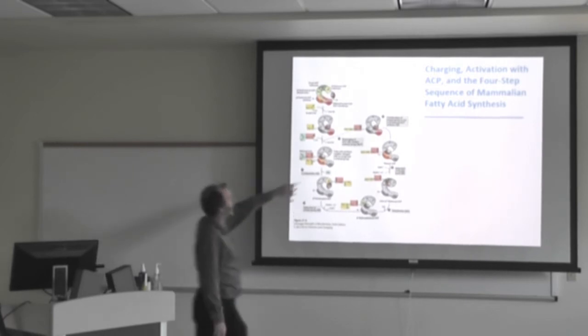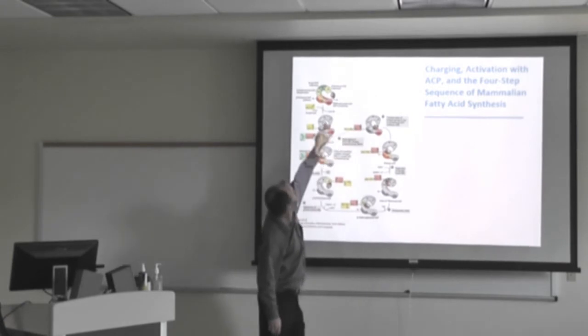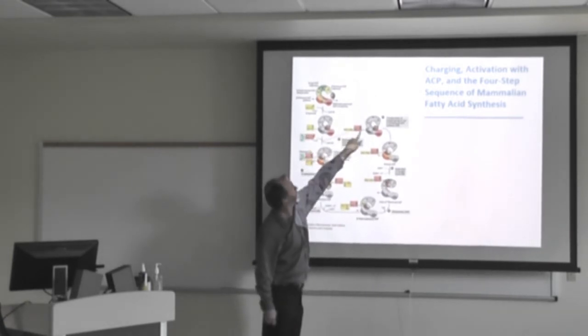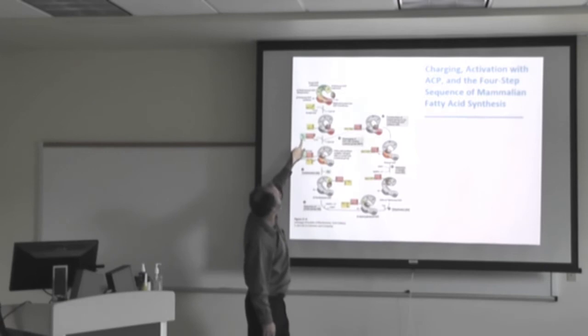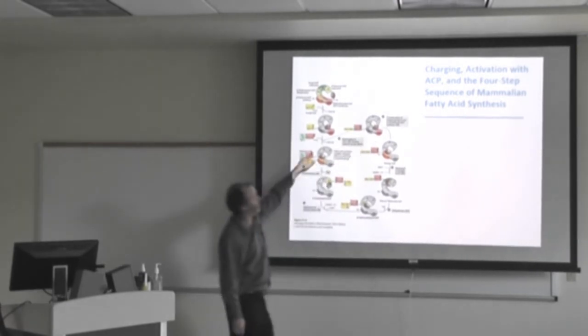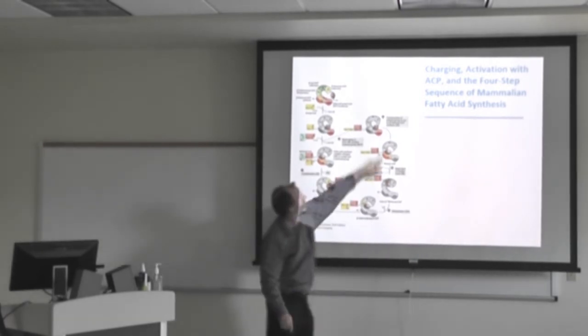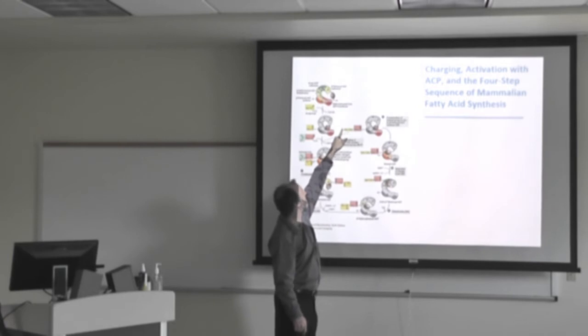And then you end up back on this thiol group, 2 carbons longer, like here. So this is charged already. Then you get another malonyl-CoA that comes in and adds on to that acyl carrier protein. So then the cycle will continue, and it'll end up being another 2 carbons longer.